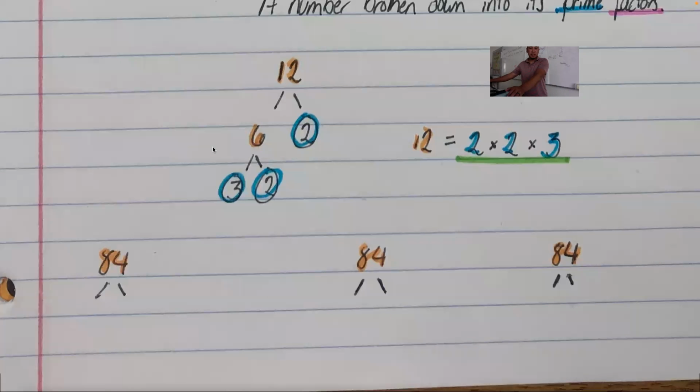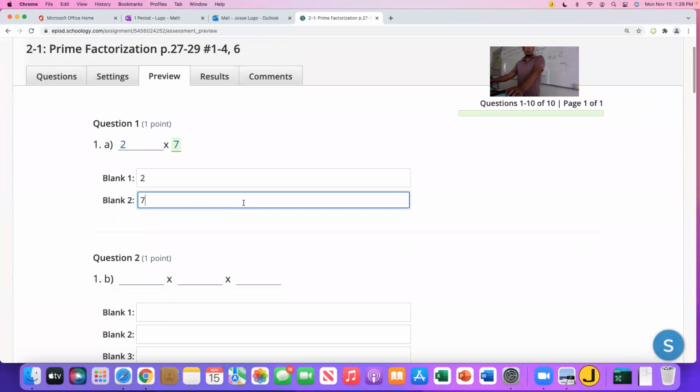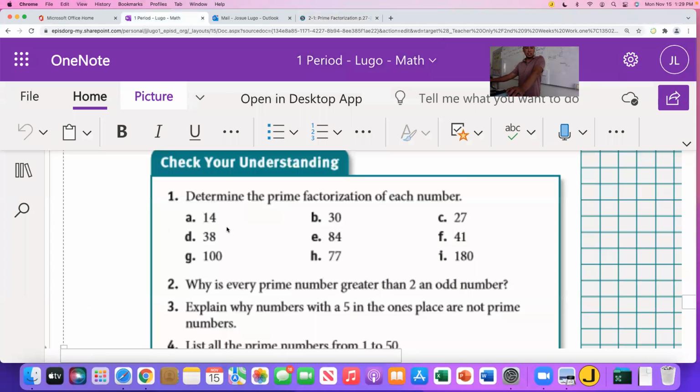Going into the assignment, that's really all we're doing today, ladies and gentlemen. You're looking at a number, and you're just splitting it into its prime factors. For example, number 14 here in 1a, I'm going to split it into 2 and 7. That's the only other way that I can split 14, meaning that the prime factorization of 14 is 2 times 7. We're doing that for each of these numbers.